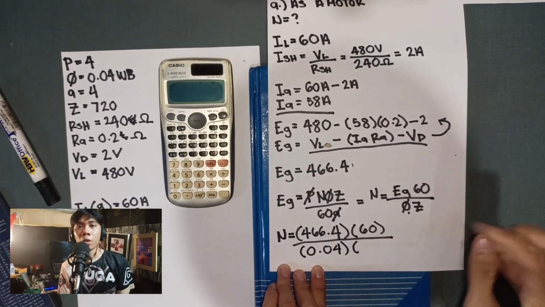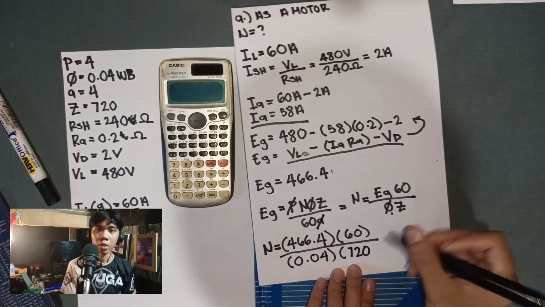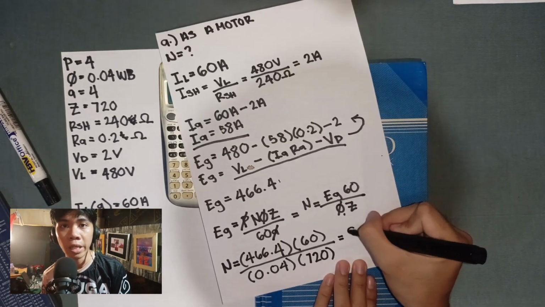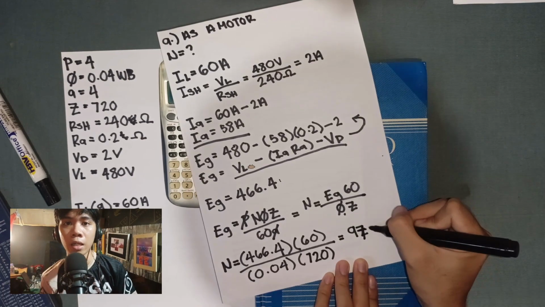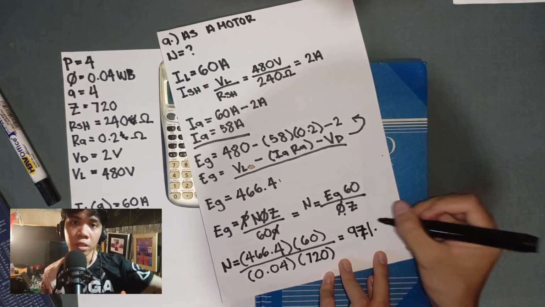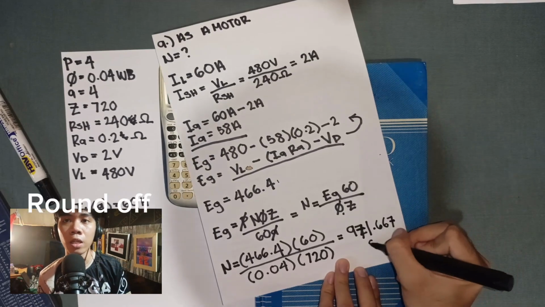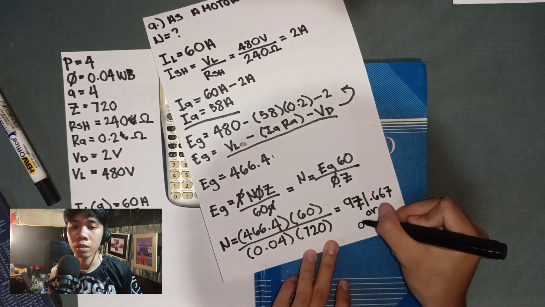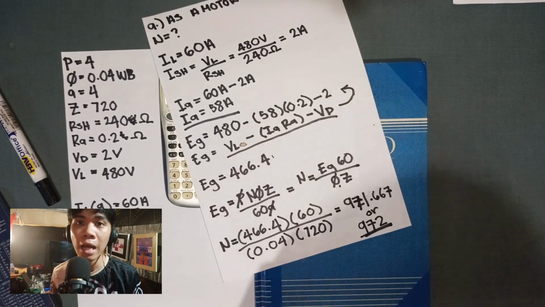So, yan. After nito, pwede natin itong i-calculate. Ilagay lang natin ito sa ating mga calculators and makukuha natin yung sagot na 967 or pwede natin siyang i-convert, makuha yung sagot na 972. So, yan ang para sa as a motor.